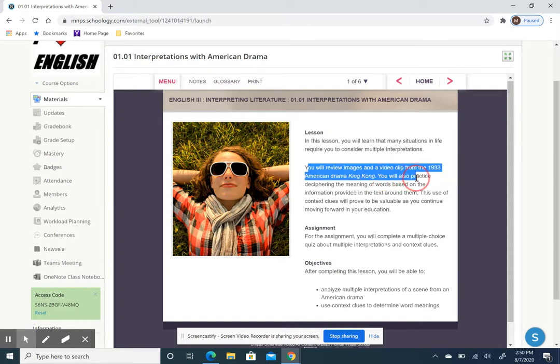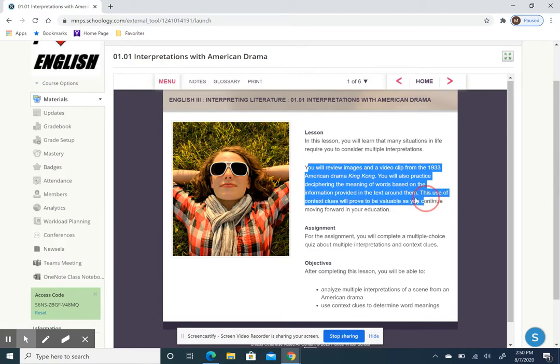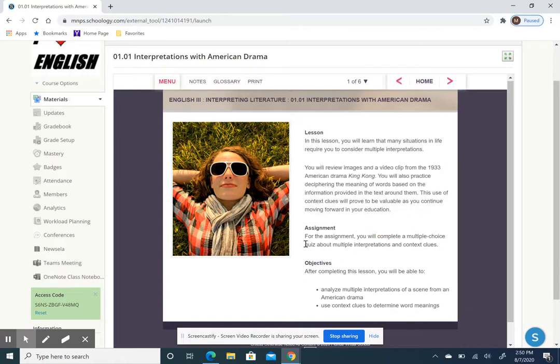You will also practice deciphering the meaning of words based on the information provided in the text around them. This use of context clues will prove to be valuable as you continue moving forward in your education. For the assignment, you will complete a multiple choice quiz about multiple interpretations and context clues. Objectives. This is what we're trying to learn today. You will be able to analyze multiple interpretations of a scene from American drama and use context clues to determine word meanings.